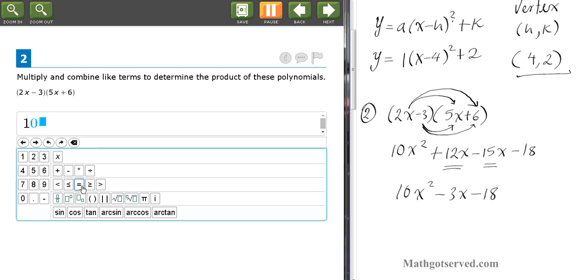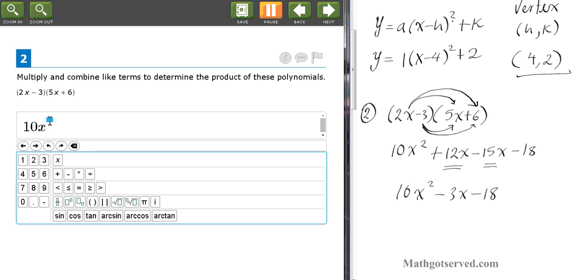Now, we want to enter 10x squared. So we just type in x, and I can click on this button or press Shift 6, which is the caret button. Let me do that, Shift 6. You see how it gets exponentiated? That gives me the ability to enter this power here. So 2, and press the right arrow to exit the exponential format. Now we're back to the regular numbers, negative 3x minus 18. So there goes the expanded form with the like terms combined.